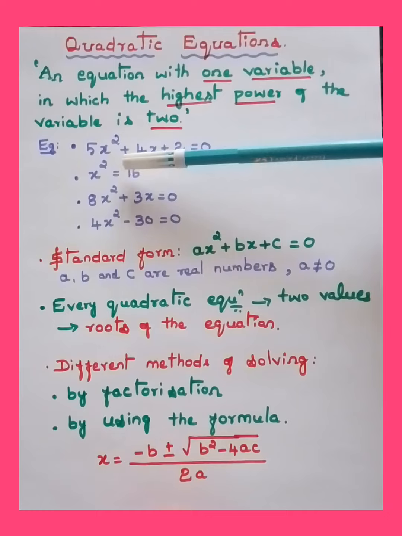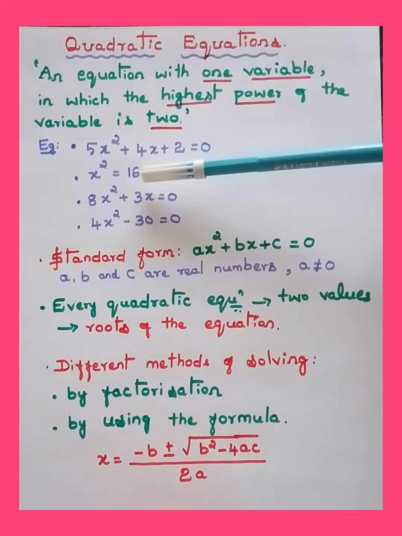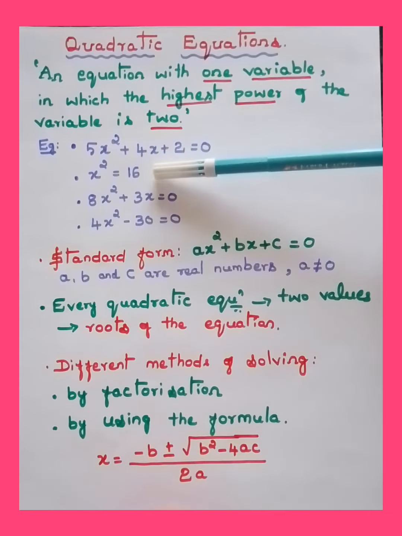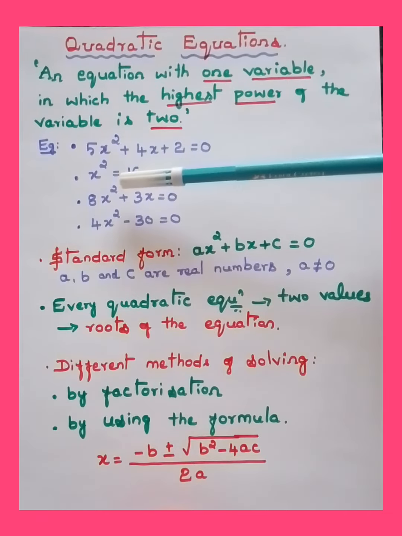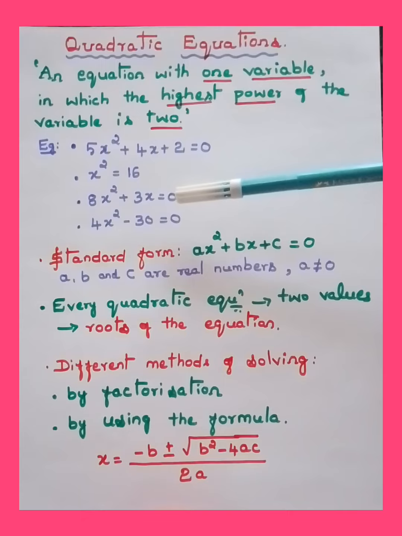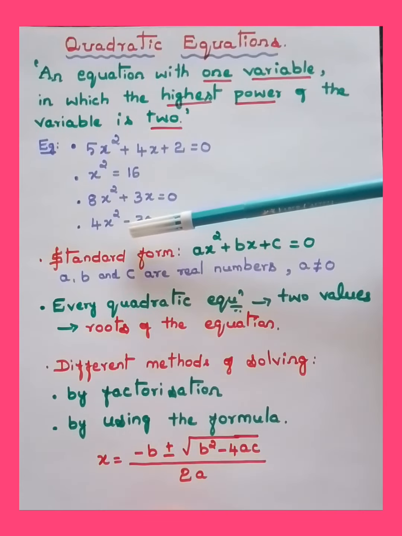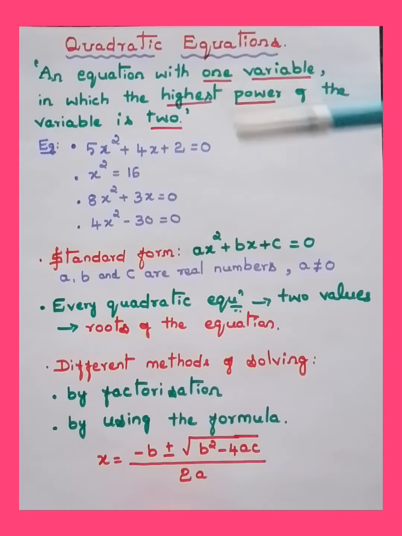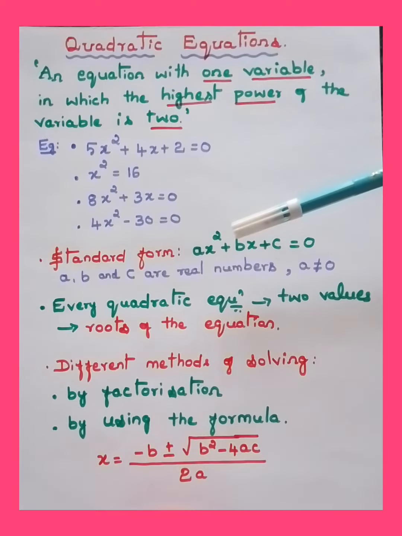Next, in this also we can observe x square is equal to 16. We have one variable and the highest power is 2. It's a quadratic equation. Next one. Again the same. Variable is x and highest power is 2. Hence, this is a quadratic equation. Next also, we have 4x square minus 30 is equal to 0. It's a quadratic equation.